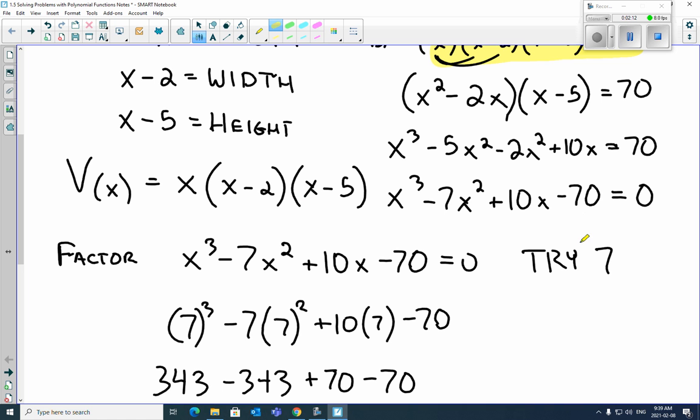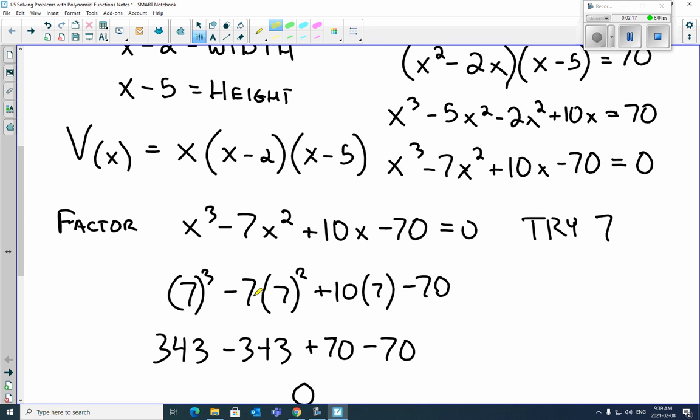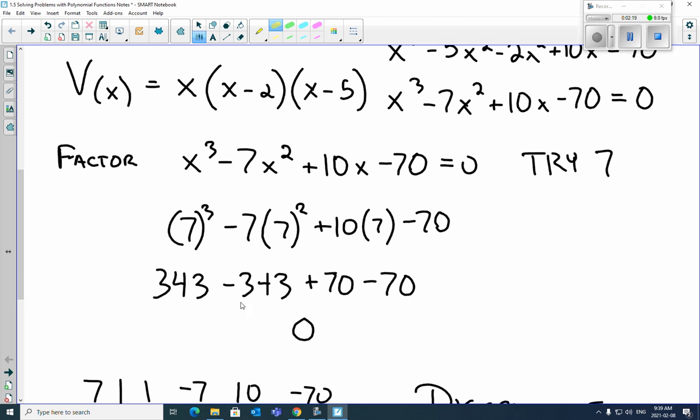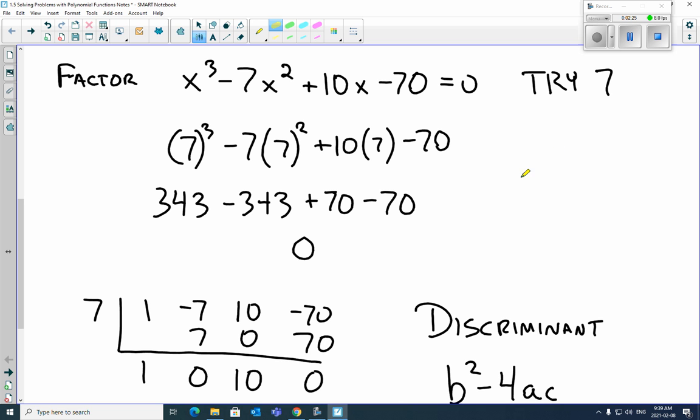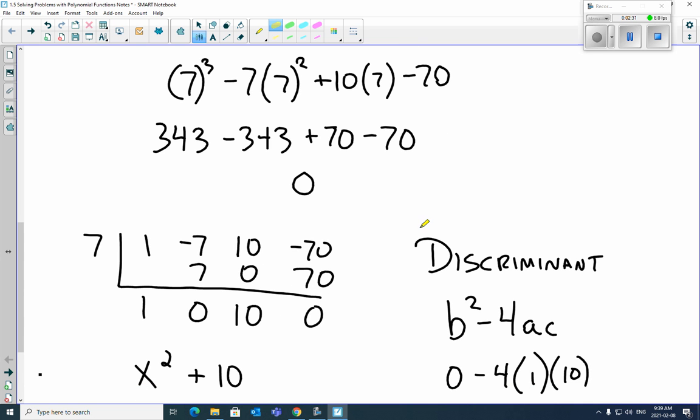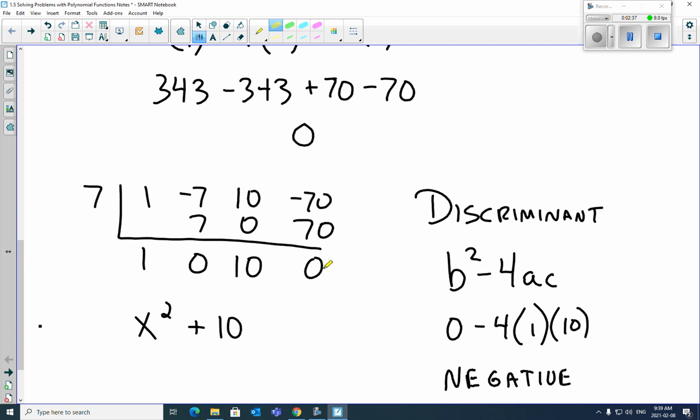So in this case, we could try 7 and 10. So I try 7. We plug in 7, binomial remainder, plug it in. Oh, we end up with a good old 0 there at the end. So we know that x minus 7, which is the binomial, is going to give us one of our answers because we get 7. So how do we do it? Well, synthetic division. Plug all the coefficients in, 1, negative 7, 10, negative 70. Plug it in, bang, we get this. We know it works because it ends with a 0.